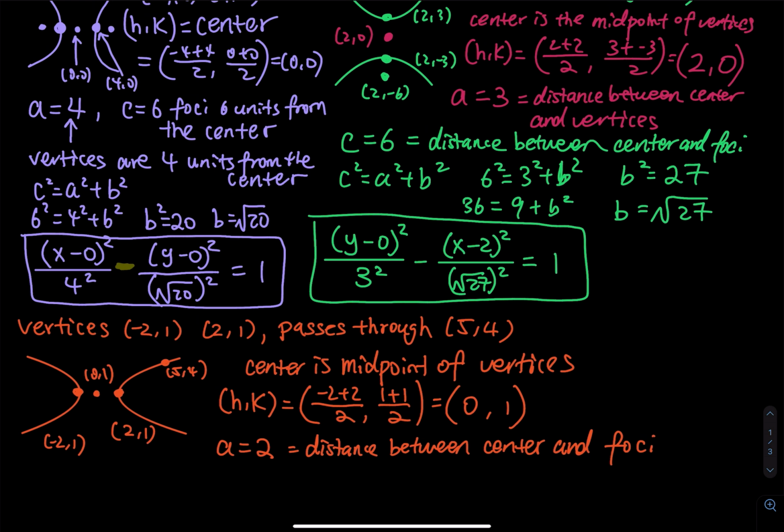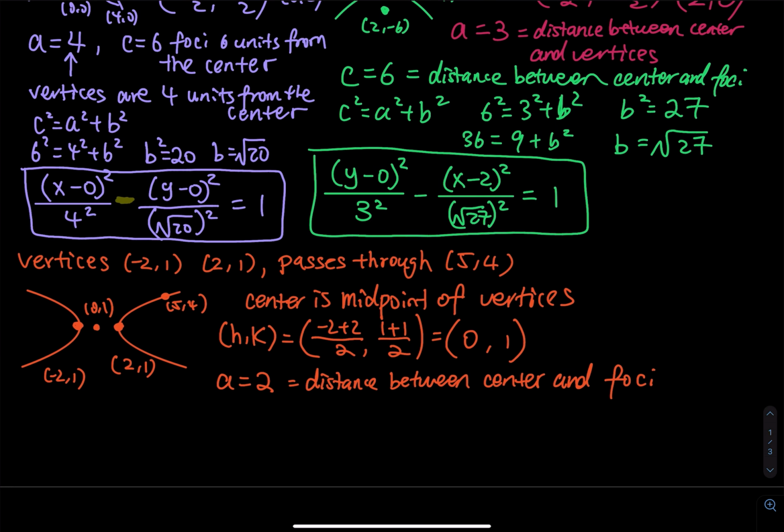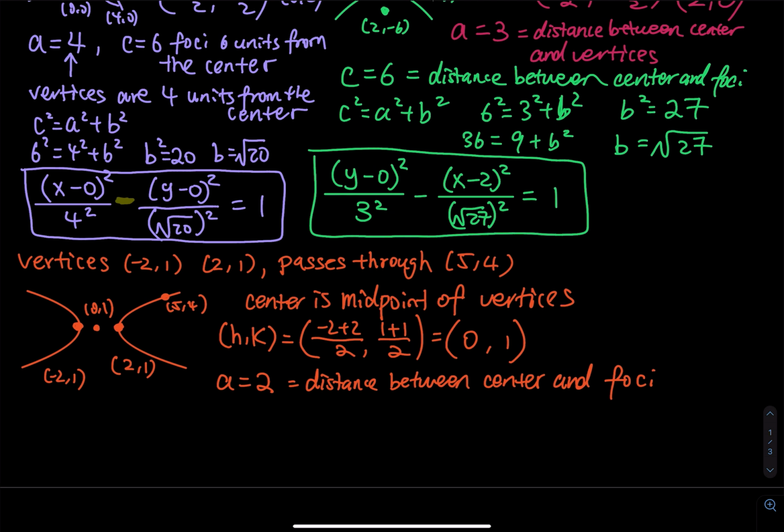And then what else? I do not have foci, so therefore I cannot find c right now. And without c, I cannot find b as well. So that's why for this problem, we have to plug in everything we have so far. For a horizontal hyperbola, we have x minus h squared divided by a squared minus y minus k squared divided by b squared equals 1.